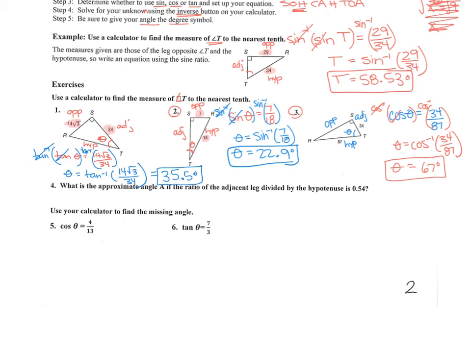So let's take a look at number 4. It says, what's the approximate angle A if the ratio of the adjacent leg divided by the hypotenuse is 0.54? Okay, let's see what they're talking about. The ratio of the adjacent over the hypotenuse. Oh, wait a second. This is cosine. Adjacent over hypotenuse. So they're saying cosine of angle A is 0.54.